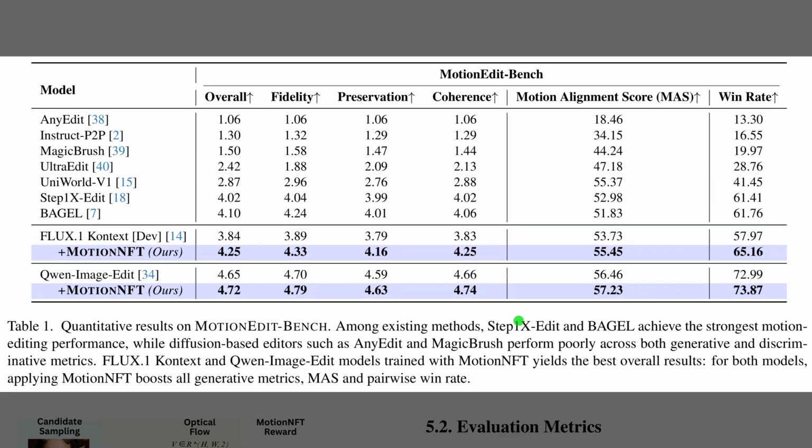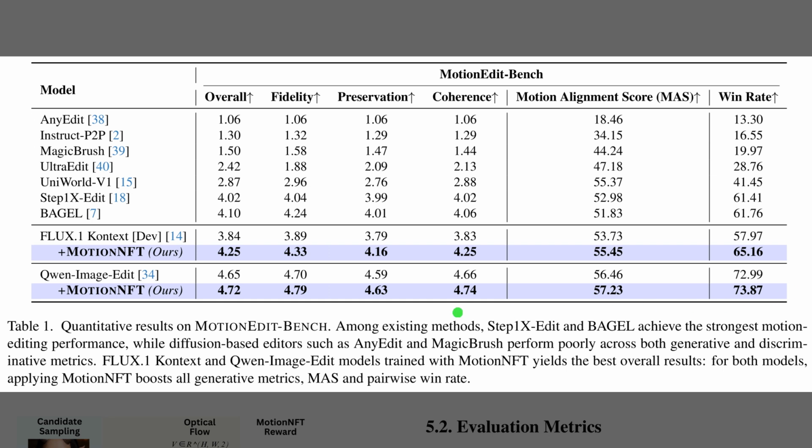So the previous figure unpacked how the motion reward is computed, and Table 1 now shows what that buys in practice on the motion edit benchmark. The upper block lists existing editors, where diffusion-based tools like AnyEdit and MagicBrush stay near an overall score of about 1 to 2 and have low motion alignment and win rates. The highlighted middle block shows FluxPoint1 context jumping from 3.84 overall and a 58% win rate to 4.25 overall and 65% once Motion NFT is applied.